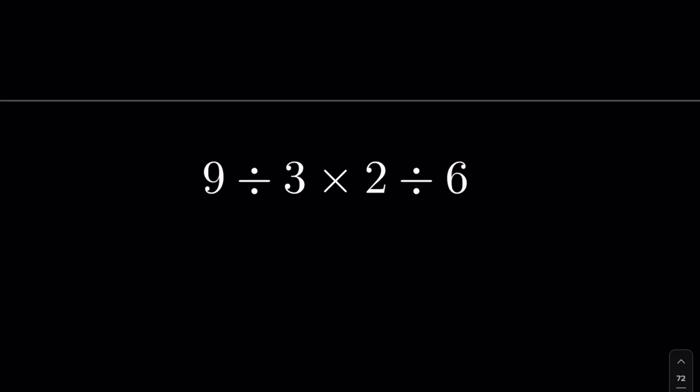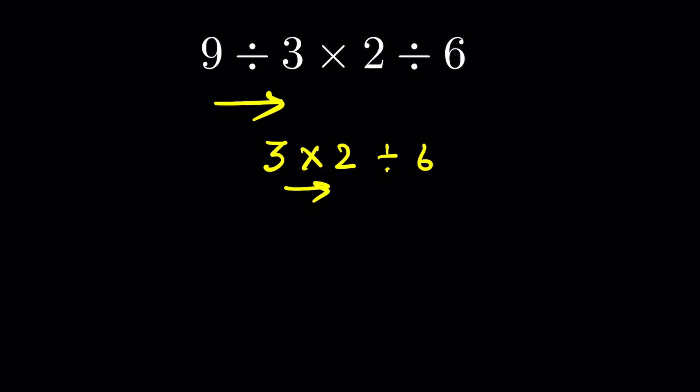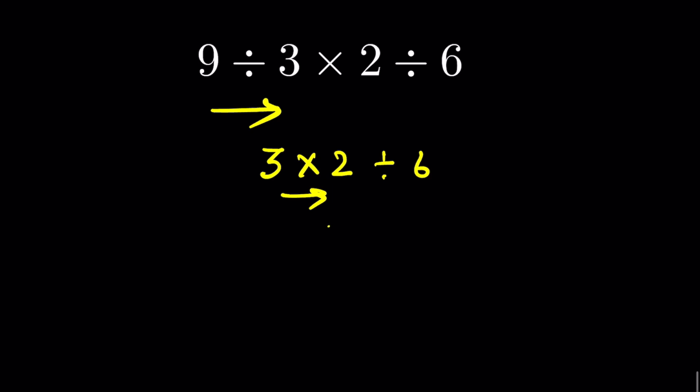Now let's take another example. 9 divided by 3 times 2 divided by 6. Now in this question you might get confused which operation to do first, because there is division, division, multiplication. So we will stick to the left to right rule. From left to right you have division first. 9 divided by 3 is 3, then times 2, then divided by 6. Again from left to right there is multiplication. So 3 times 2 is 6, divided by 6. Answer is 1. So 1 is the correct answer.